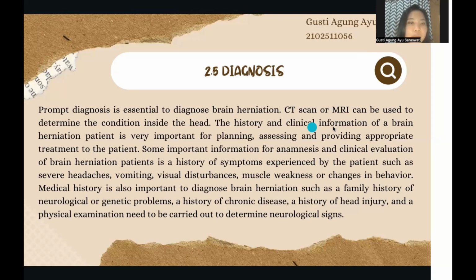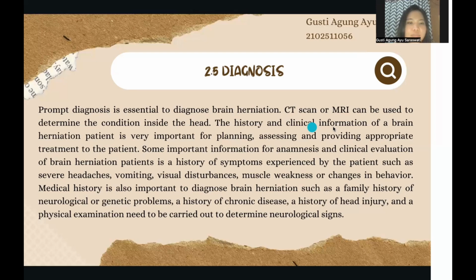Now I will explain about diagnosis. Proper diagnosis is essential to diagnose brain herniation. CT scan or MRI can be requested to determine the condition inside the head. The history and clinical information of a brain herniation patient is very important for planning, assessing, and providing appropriate treatment to the patient.